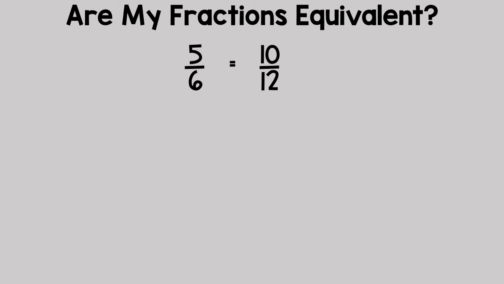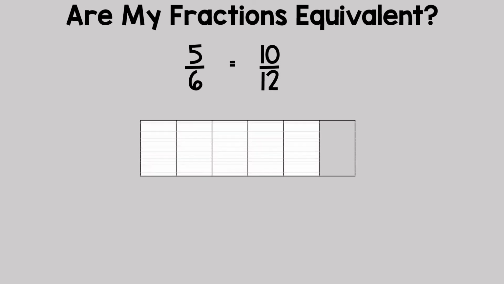Example, this is 5/6 and it says it's equal to 10/12. Well, let's see. This is a representation of 5/6. There are 6 pieces total and 5 of them are shaded in. If I break up 5/6 into 2 groups, I have 10/12. So I can see this way that these 2 fractions are equal to each other.